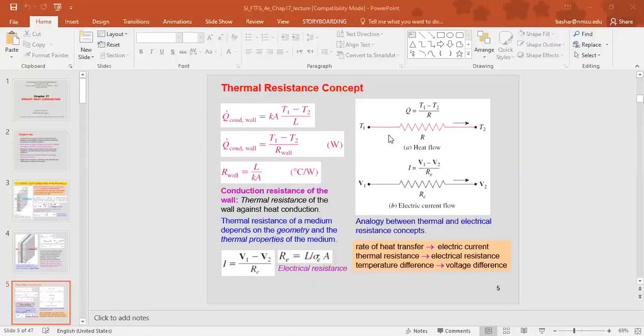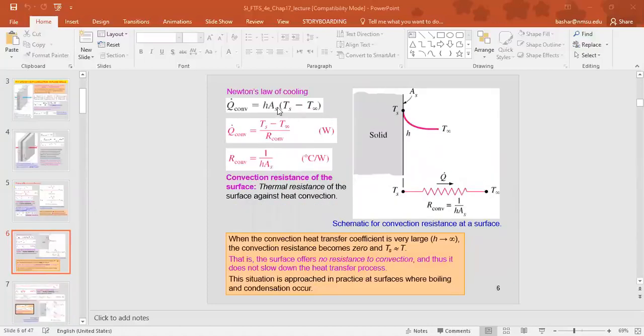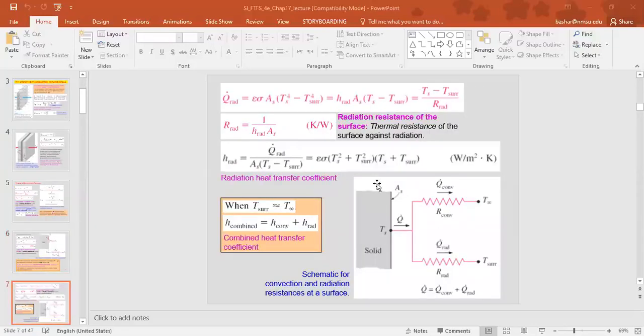Analogy between the thermal circuit and the electric circuit, where the temperature difference is analogous to the voltage potential, the heat rate is analogous to the electric current, while the thermal resistance is analogous to the electrical resistance. Similarly, this may be extended to the convection and to the radiation as well.